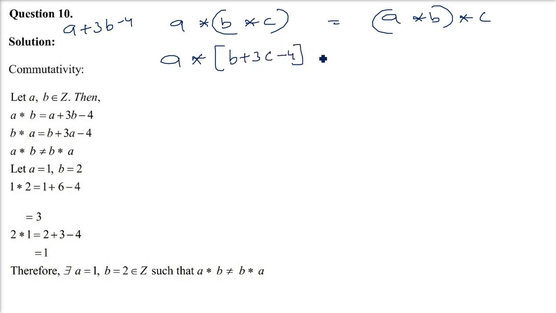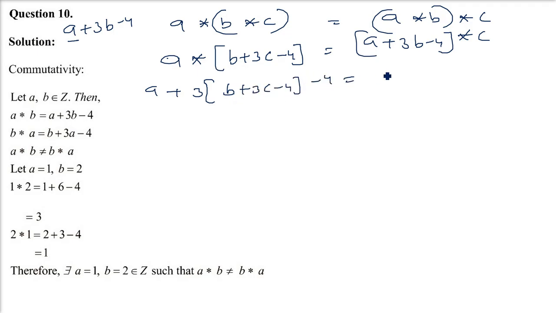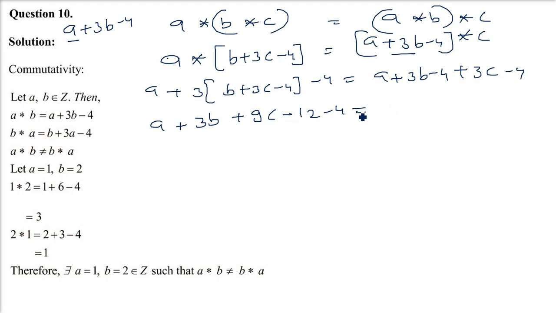Here you get a plus 3b minus 4, and this is operated by c. So now take a as a, b as b plus 3c minus 4. So a plus 3 into b plus 3c minus 4 equals, this first we'll use as a plus 3b minus 4, and then we have 3 into c minus 4. So a plus 3b plus 9c minus 12 minus 4 equals, I'm just equating them, I'm not saying that they are equal, and then we'll prove whether they are equal or not.